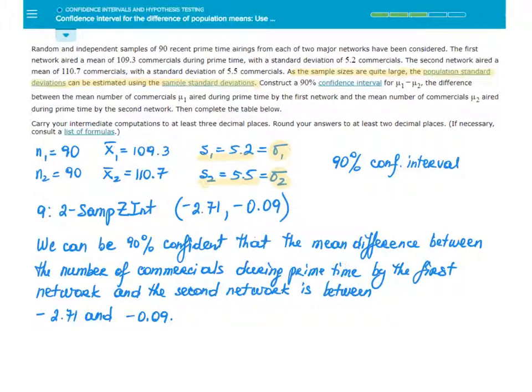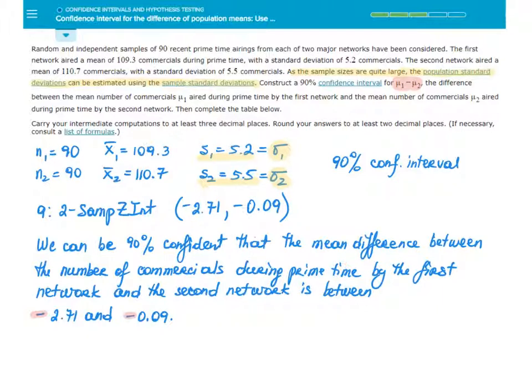Therefore, we can be 90% confident that the mean difference between the number of commercials during prime time by the first network and the second network is between negative 2.71 commercials and negative 0.09 commercials. Please note that because we were finding the difference in this order, mu sub 1 minus mu sub 2, and this difference produced negative quantities, it tells me that on average, the first network has fewer commercials than the second.